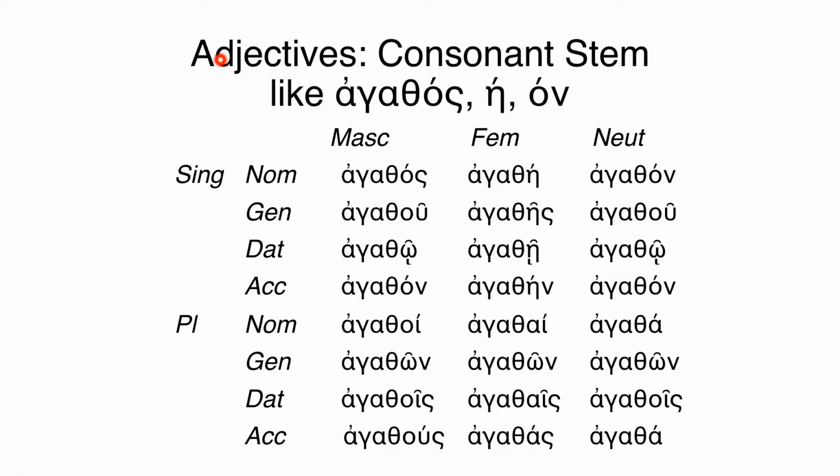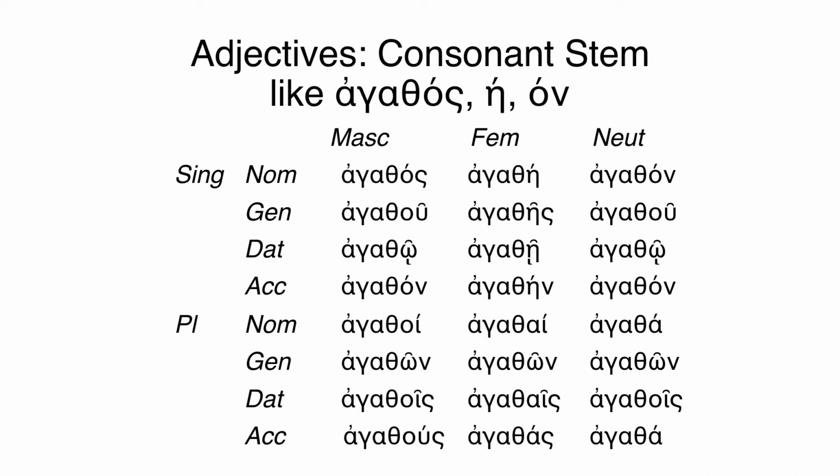First, adjectives. These are adjectives that end in a stem with a consonant. So our model adjective is agathos, which means good. Now the lexical entry of agathos will have these other endings included. The reason is we need a masculine ending, a feminine ending, and a neuter ending, as we see here in the table. All of these words here simply mean good. The reason we have these different forms is so that they can match whatever noun they're modifying. So let's go through them.